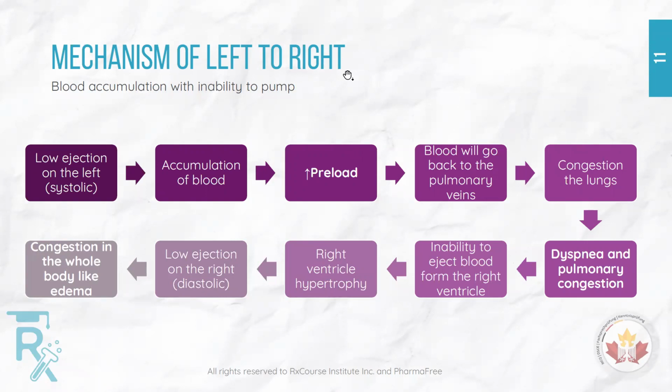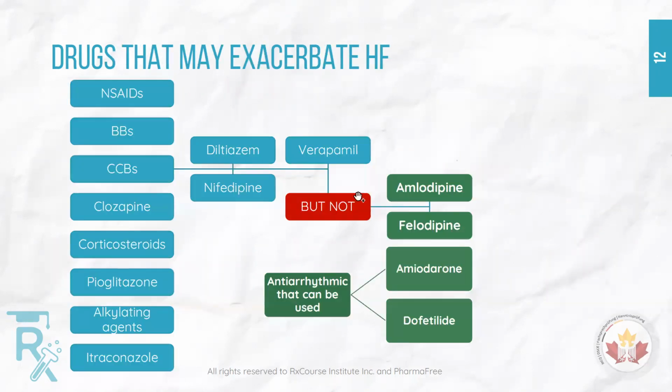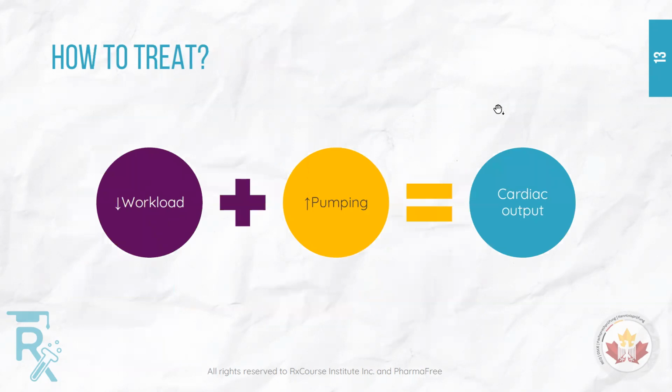Okay, so now we already talked about the kind of drugs that might cause congestive heart failure. Now, what should I do to treat congestive heart failure based on these givens? I need to improve the cardiac output. I need to increase the pumping. And I need also to decrease the workload on the heart. How can we achieve that?